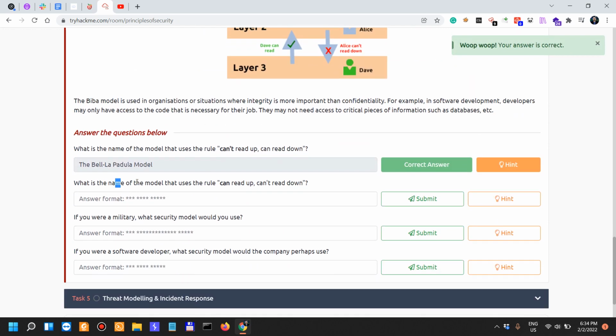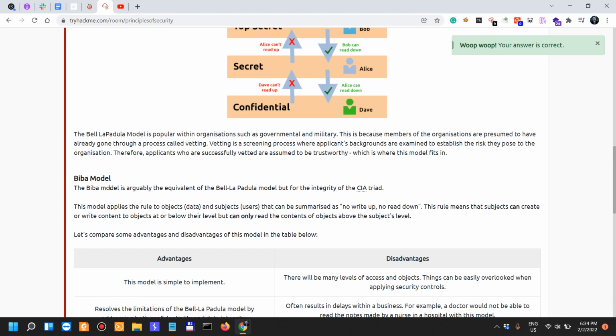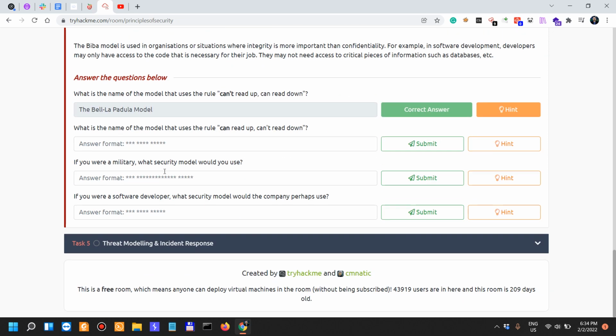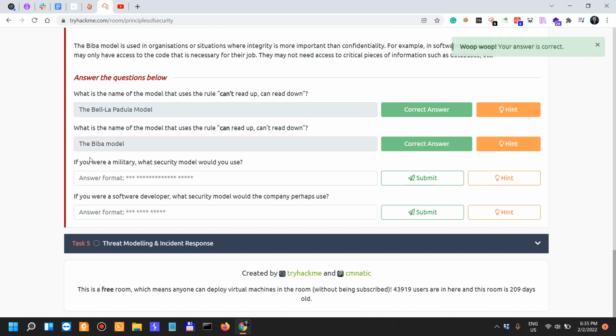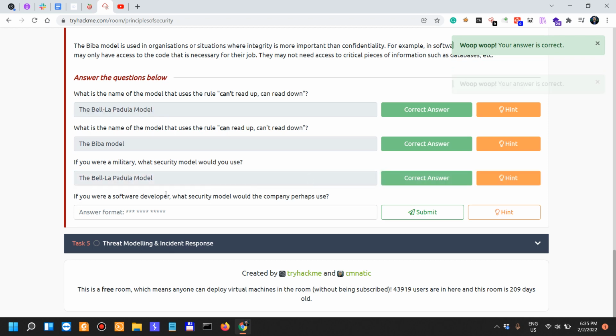And of course, what is the name of the model? Can read up, cannot read down. It's this one, the BIBA model. If you were a military, what security model would you use? Of course, this one. If you were a software developer, what security model would the company perhaps use? This one.